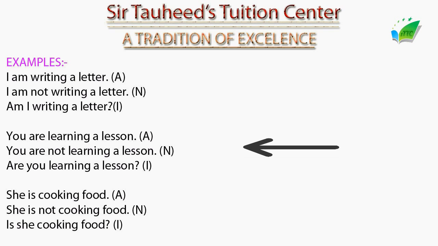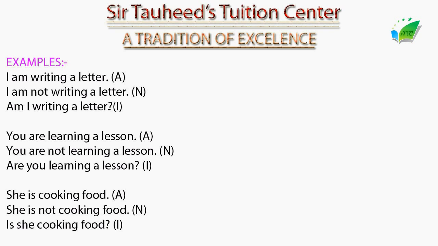But if we want to make it negative, we just have to put not after the helping verb are. So the sentence would become: you are not learning a lesson. This is a negative sentence. To create its interrogative sentence, we'll have to put the helping verb before the subject. So are is in the first place, and in the second place we have the subject. Are you learning a lesson? Question mark. And this is an interrogative sentence.